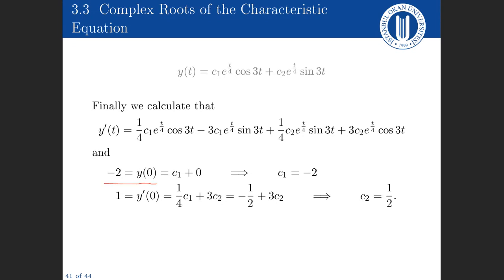First, y of 0 is minus 2. Put t equal to 0 into the equation at the top. Cos of 0 is just 1. E to the power t over 4 is just 1. And sine of 0 is 0. So we can forget about the whole of the second term. We just get C1 plus 0. So straight away we can say C1 must be minus 2.